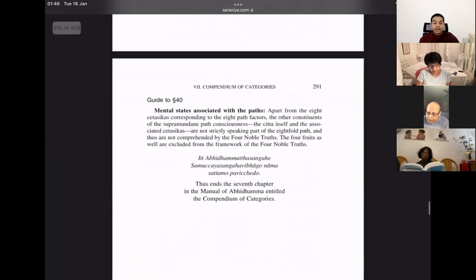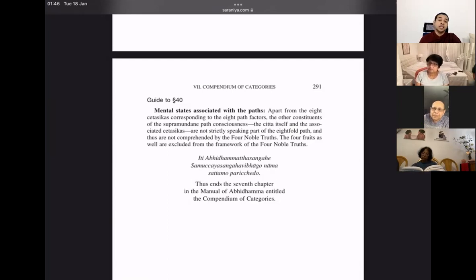All right. Guide to verse 40. Mental states associated with the paths. Apart from the eight cetasikas corresponding with the eight path factors, the other constituents of supramundane path consciousness, the citta itself and the associated cetasikas, are not, strictly speaking, part of the Eightfold Noble Path. And thus they are not comprehended by the Four Noble Truths. The four fruits as well are excluded from the framework of the Four Noble Truths. Right? Is that understood? Do you understand why? Or I can explain it if you need me to explain why.